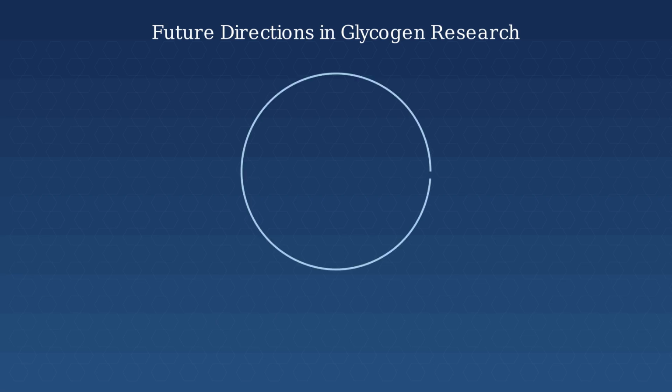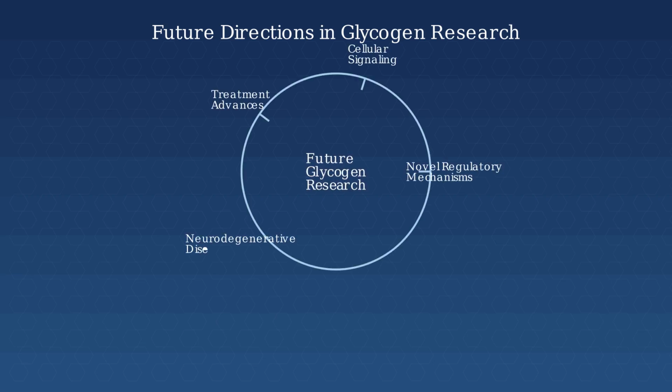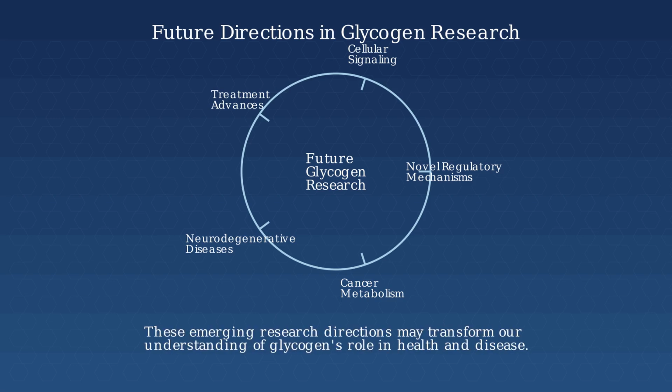The future of glycogen research spans multiple disciplines from molecular biology to clinical medicine, offering promising avenues for both understanding and treating human disease. These emerging research directions may fundamentally transform our understanding of glycogen's role in human health and disease.